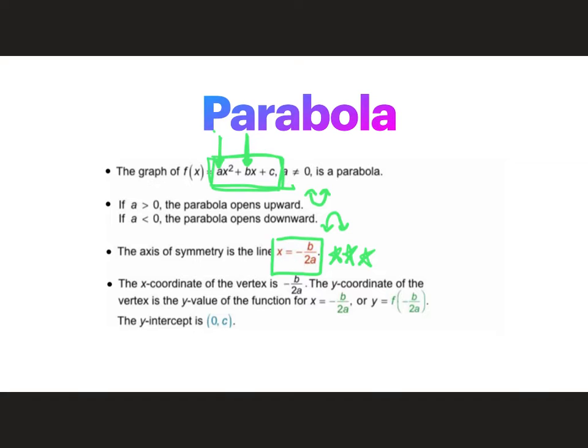And then to find our vertex, we take our axis of symmetry, which is that negative b over 2a. That's going to be our x value in our vertex. And we plug that in to find the y.